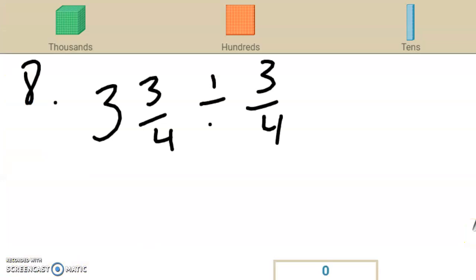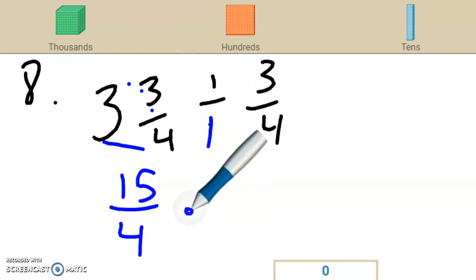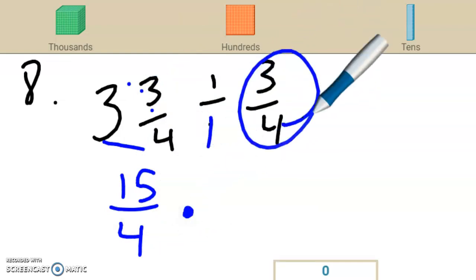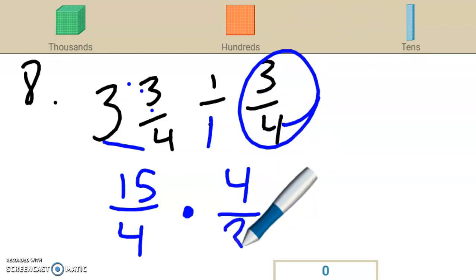Okay, so we have a division, but first we have to change our mixed number into an improper fraction. So 3 times 4 is going to give us 12, 13, 14, 15. So we have 15/4. We're going to change that into a multiplication, and we're going to flip the 3/4 into its reciprocal, which will be 4 over 3.